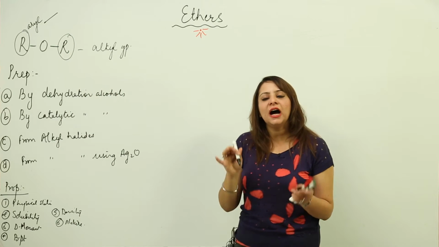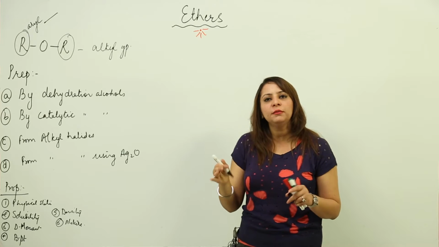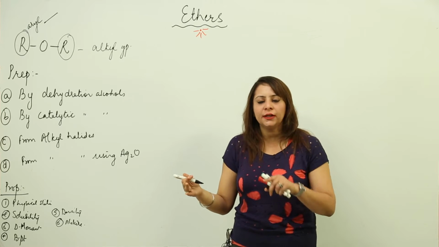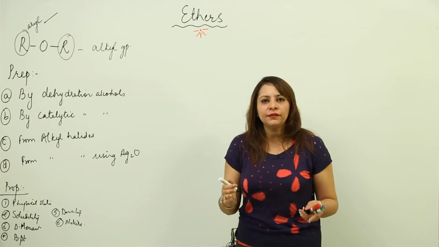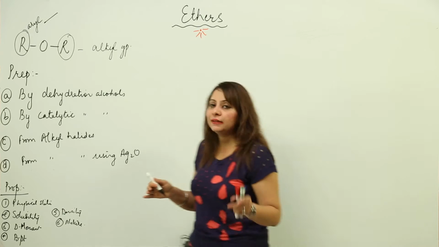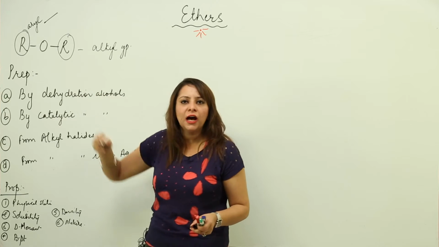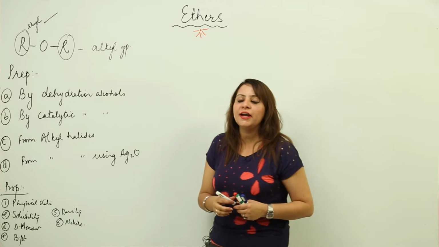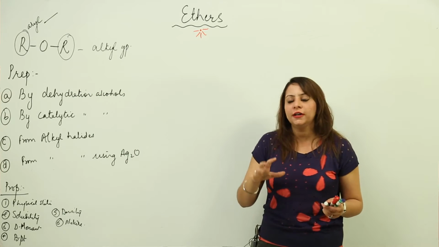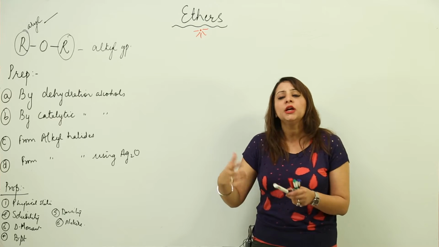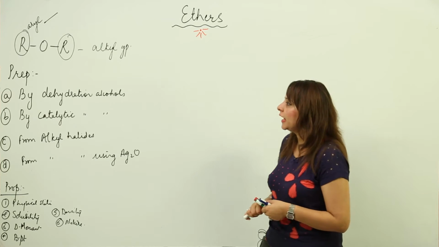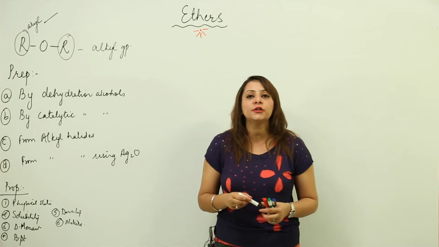So that means the R can be the same, R can be different, R can be aliphatic and one can be aromatic. So any kind of thing we can find, but the general formula for ether remains the same, that is ROR, where R can be an aliphatic group or an aromatic group, or two aromatics or two aliphatics. Now starting with the preparation, how we can actually prepare it.